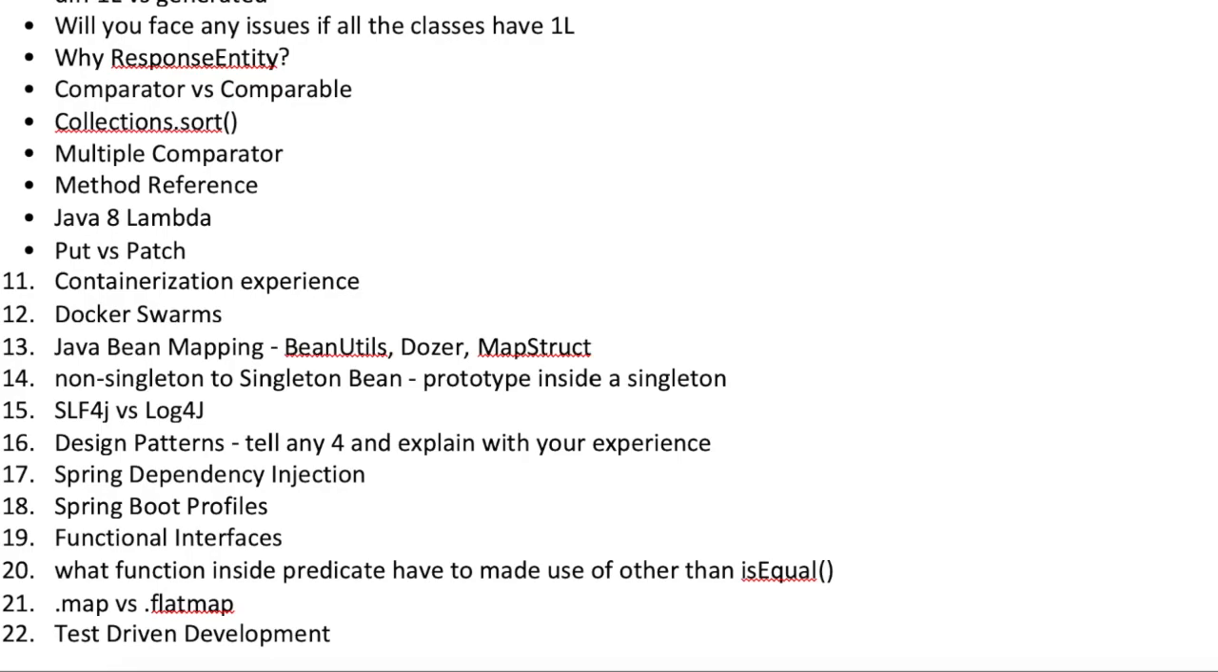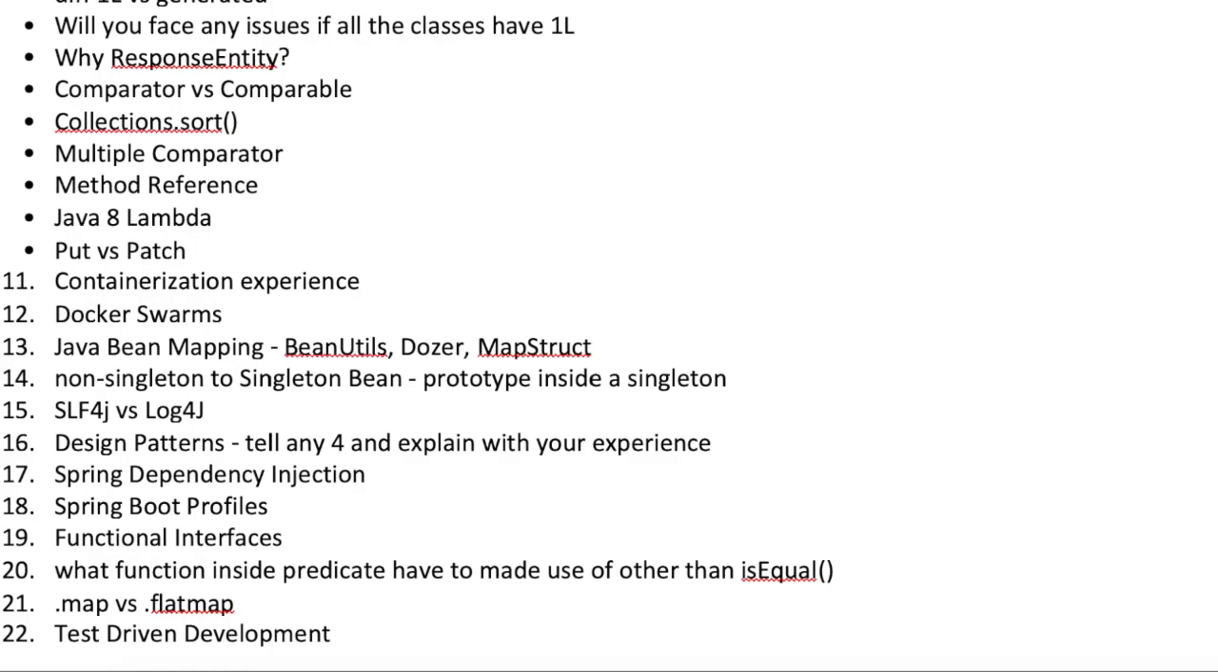Okay. So then there was a question about the predicate interface, like what function inside the predicate you have made use of other than isEqual. So I told him how I used dot negate. There's a negate function inside the predicate. Then I told him how I used negate in different circumstances in my project.